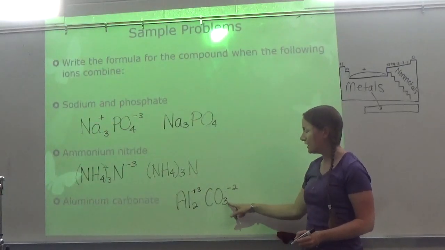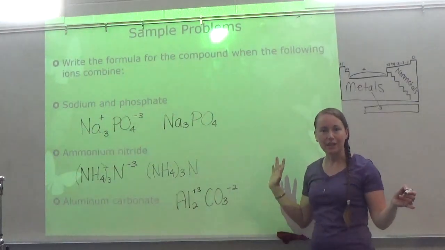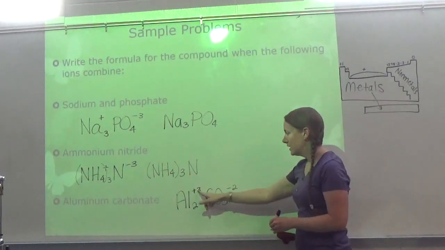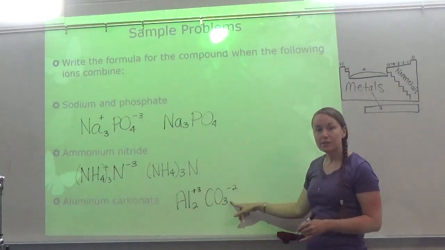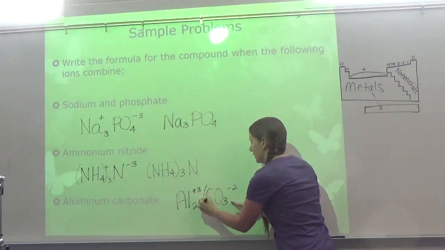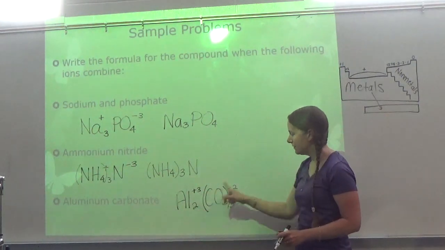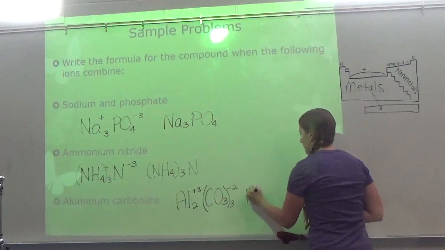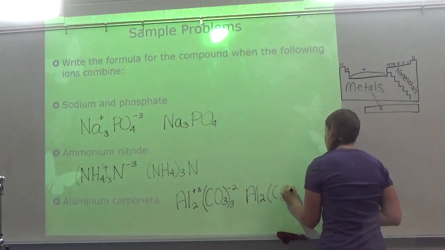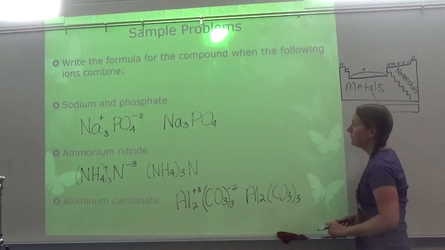Now some of you may think, oh, it already has a 3, I don't have to do anything. You still have to bring it down. But how do I bring a subscript to a polyatomic ion? I put it in parentheses and then put my 3. So see, now I have positive 6 and negative 6. So it's Al2(CO3)3.